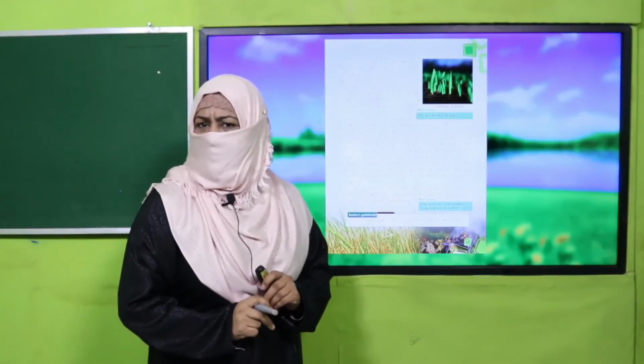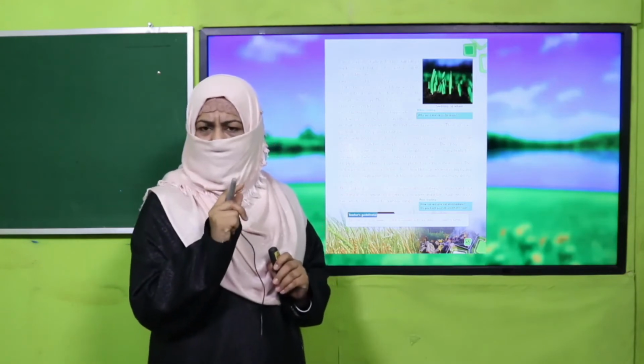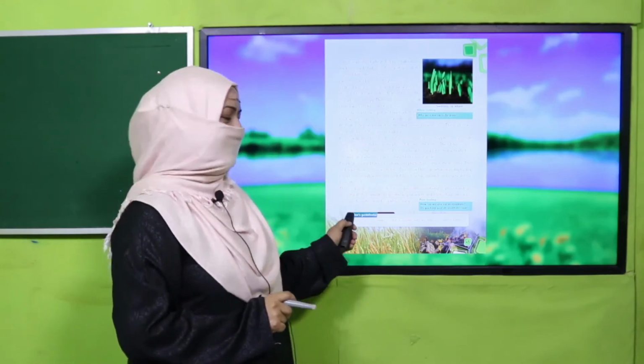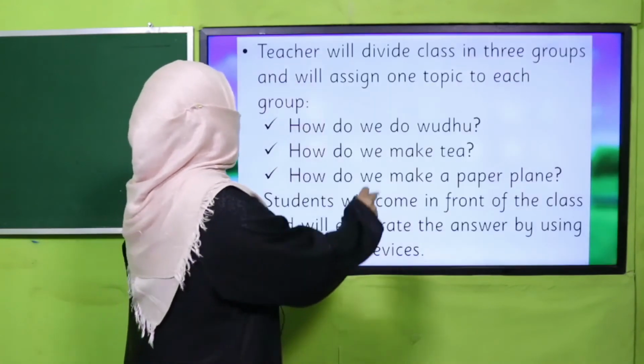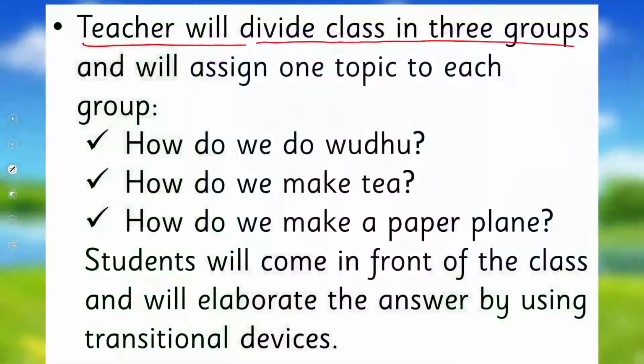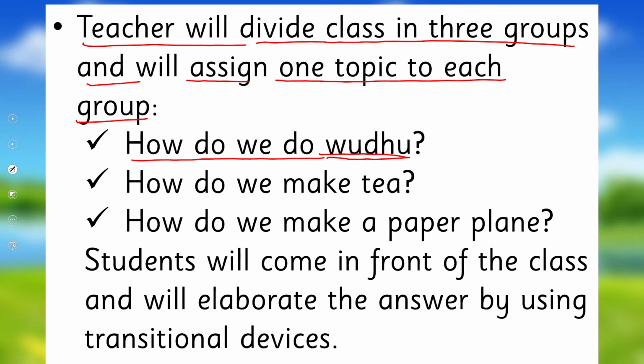Yes, my dear students, are you done with it? Good job. I hope you could identify the transition words from the text. So the next part is that your teacher will divide the class into 3 groups and will assign one topic to each group. I'm suggesting, teacher, you can take topics of your own choice as well. The first topic is how do we do wudu. Alhamdulillah, my students of grade 3 know the process of wudu. So how do we do that? You will tell it. The second group will tell how do we make tea, and the third group will tell how do we make a paper plane.